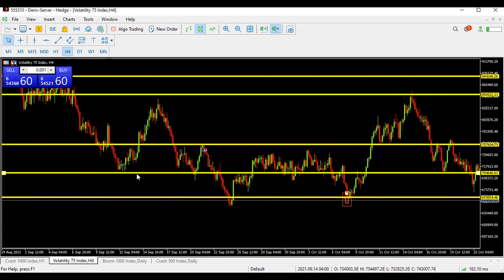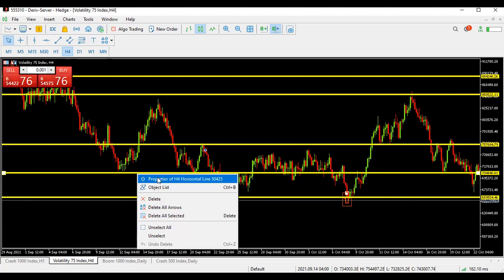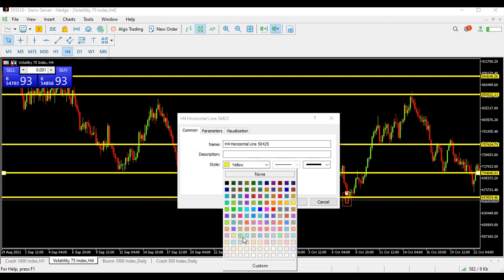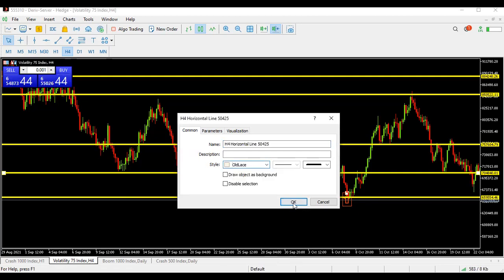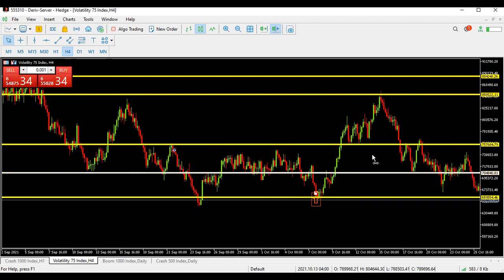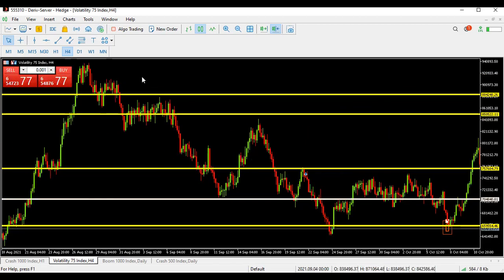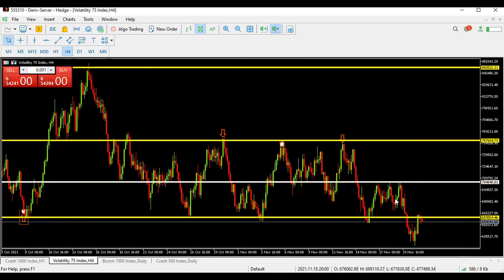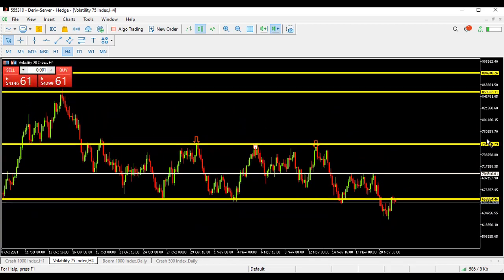Let me color it to be maybe white. So there was a time it was support. Look at support. Support means that price was coming down here and it bounced up. It's a critical point for you to place your trade here. It went all the way up, right? So now this support has turned to resistance.